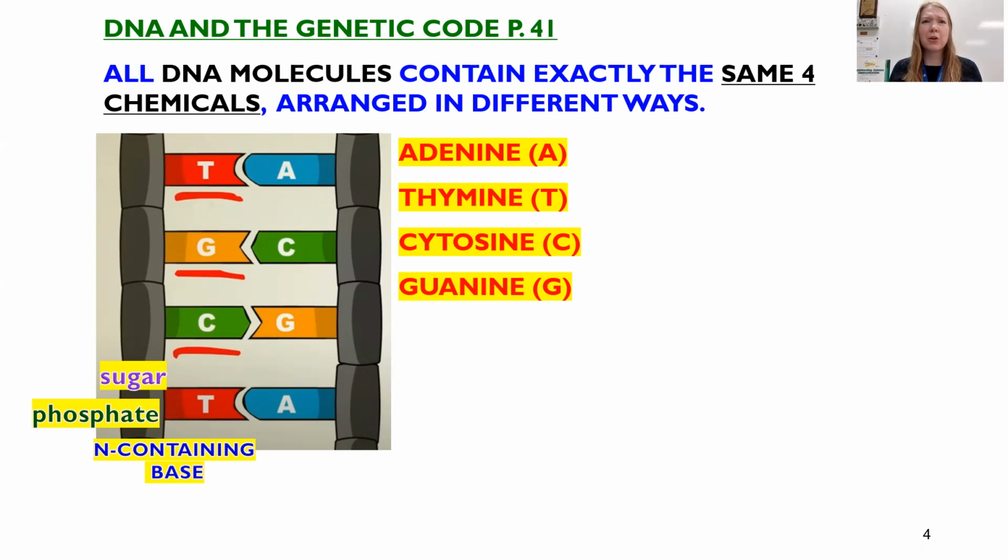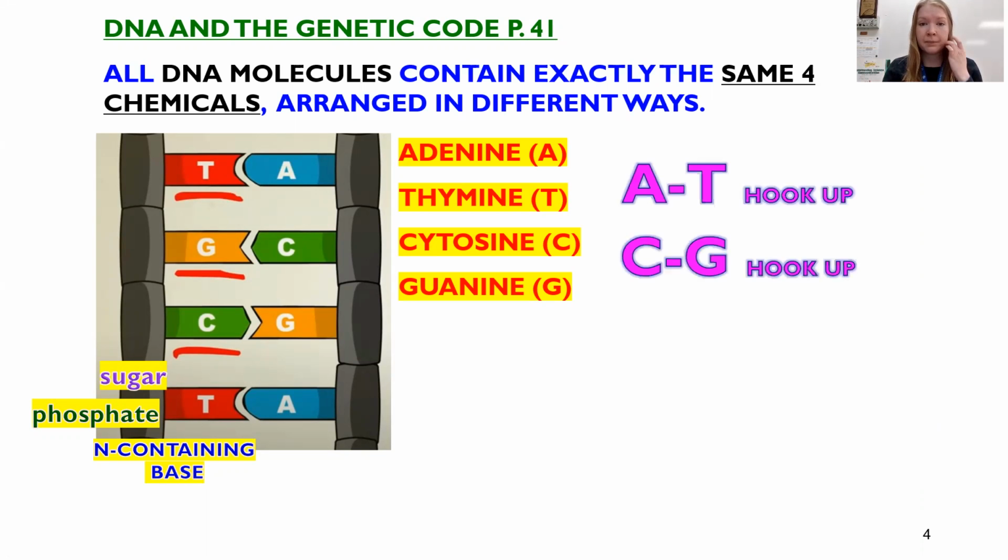Now these 4 chemicals are specific shapes. So like a puzzle, only specific chemicals will fit together. That means adenine and thymine are able to hook up, but not adenine and cytosine. And then cytosine and guanine are able to hook up, but not guanine and thymine.